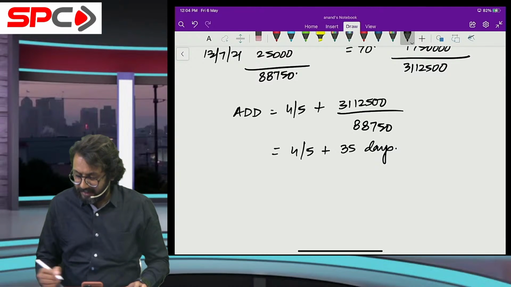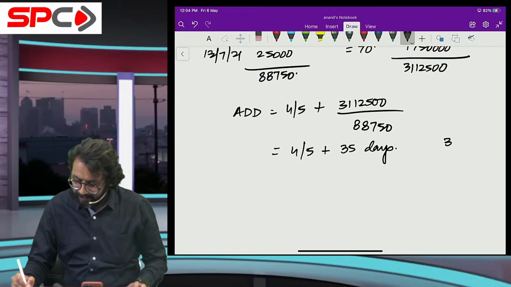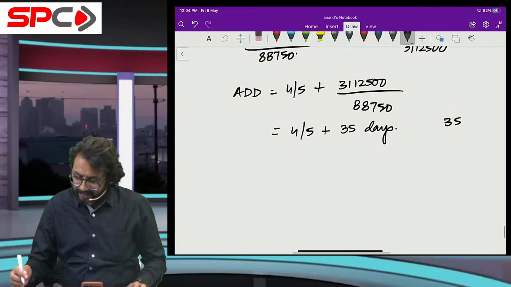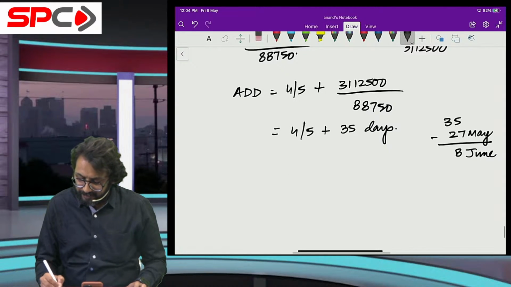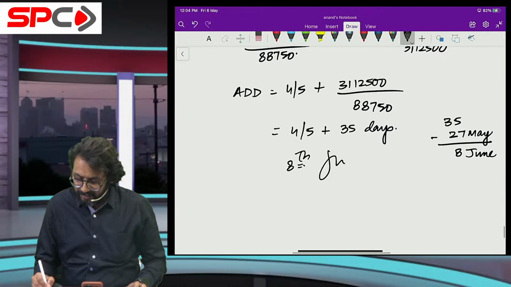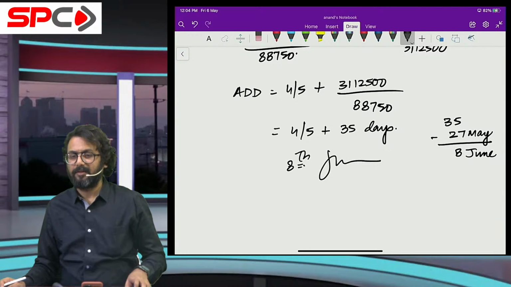So now boys and girls, for the month of May, how many days are remaining? 27, na? So I'll say minus 27 of May. How many days are left out now? 8. So can I not say 8 June? So 8th June is the right answer. Say yes.